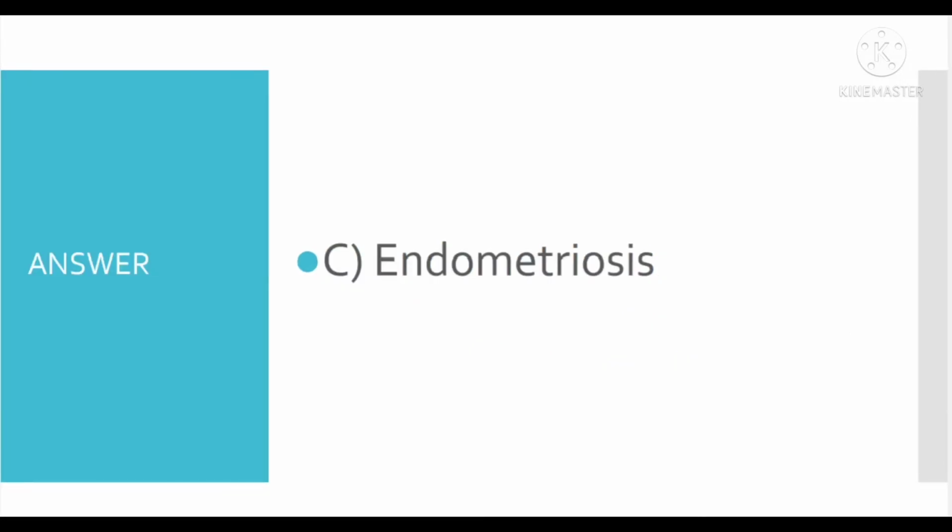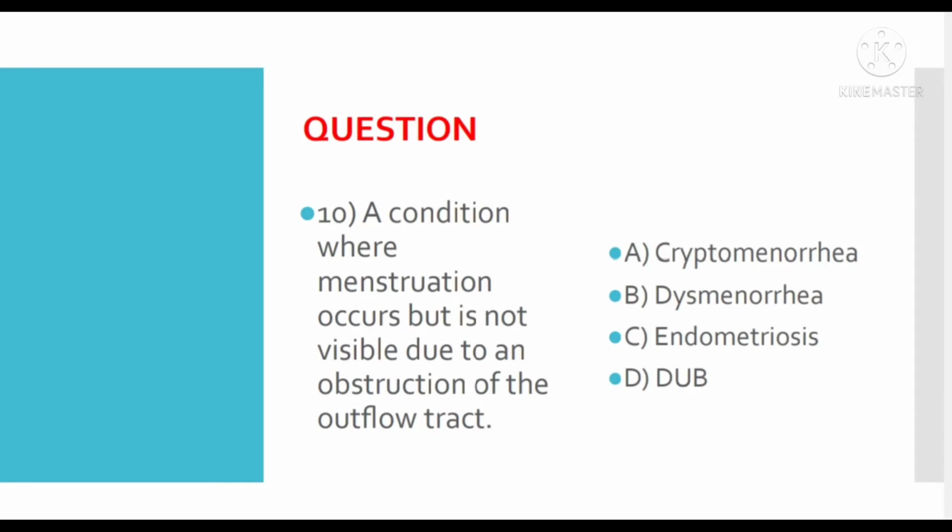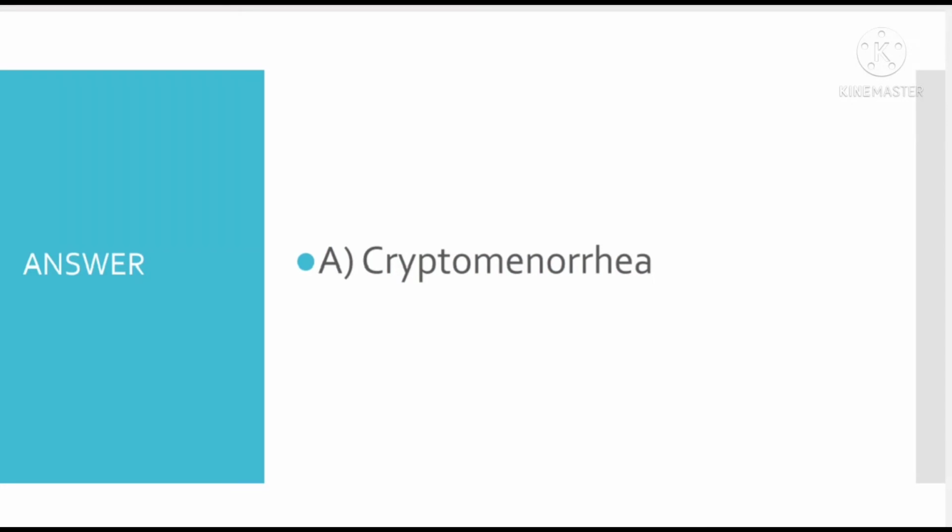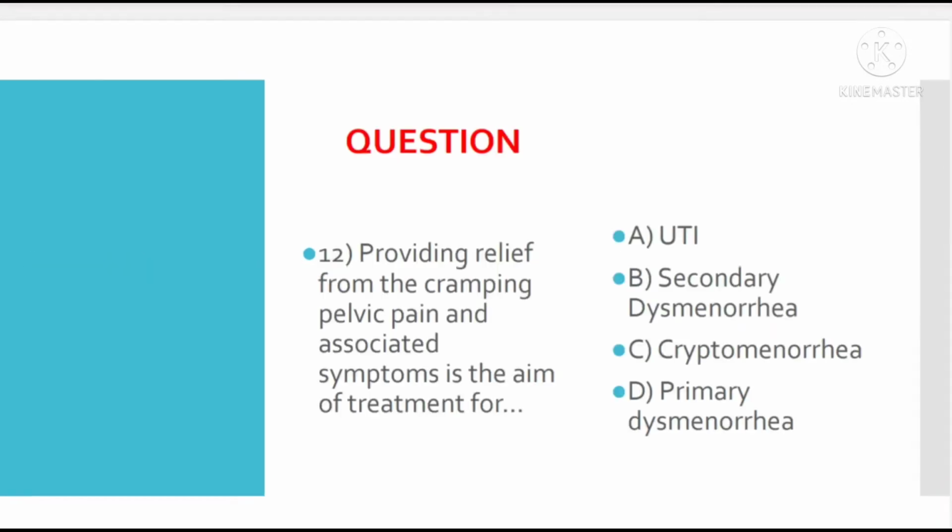Question number 10. A condition where the menstruation occurs but it is not visible due to an obstruction of the outflow tract. Option A cryptomenorrhea, option B dysmenorrhea, option C endometriosis, option D DUB, or dysfunctional uterine bleeding. Here the correct answer: option A, cryptomenorrhea. Sorry dear friends, question number 11 is missing. Next question, question number 12.